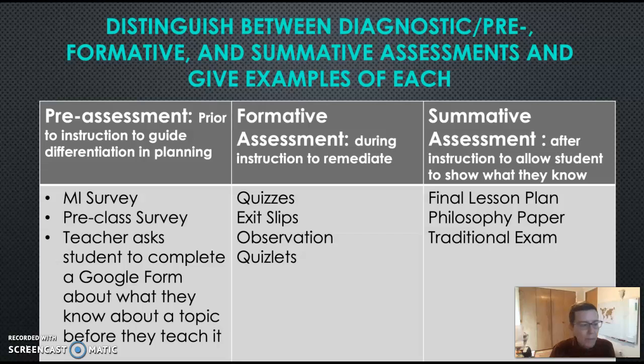And then probably the more common and famous type of assessment, summative, which is after instruction, not really meant to be a gotcha for students. Instead, in the view we're taking, it should be a kind of non-issue for students if they've been formatively assessed well. So it's after instruction, a type of assessment that allows students to show off what they know. Like a final lesson plan, or a philosophy paper like we'll write, or a traditional exam.